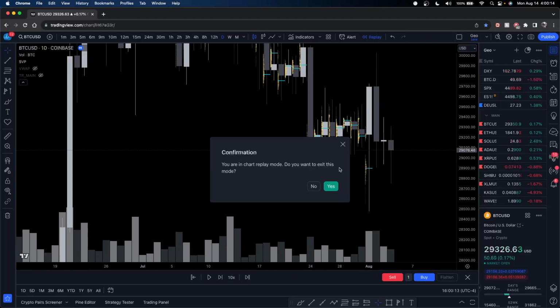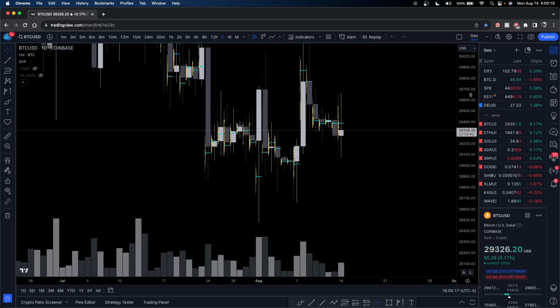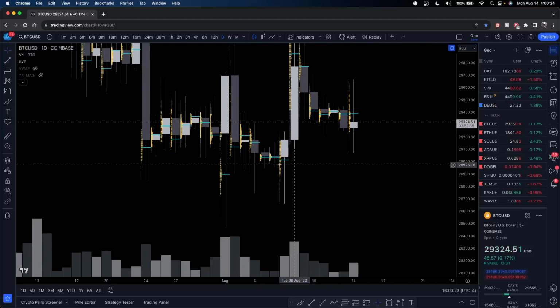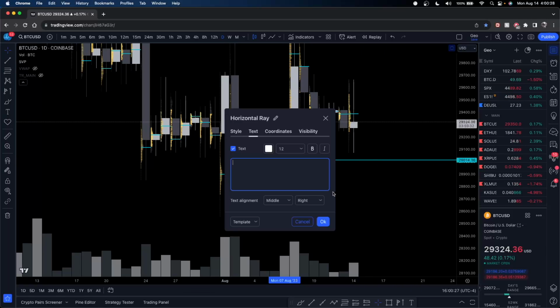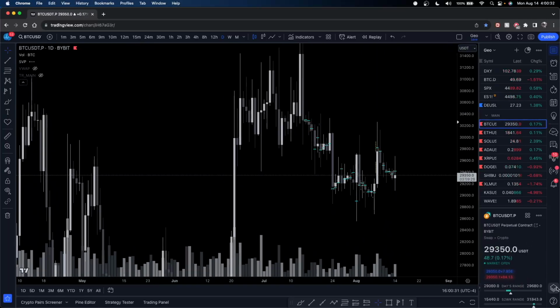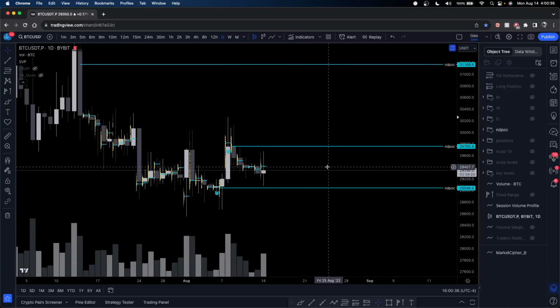So I'm going to get out of replay mode. You do this every day and you find your naked daily point of control. And as soon as it's tapped, you can remove it. So this is one. If I come to my actual Bitcoin chart, you'll see my NDPOCs right here. I have them ready, and I got alerts on mine.